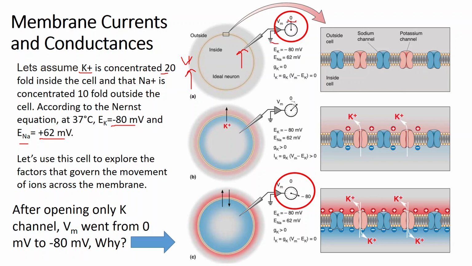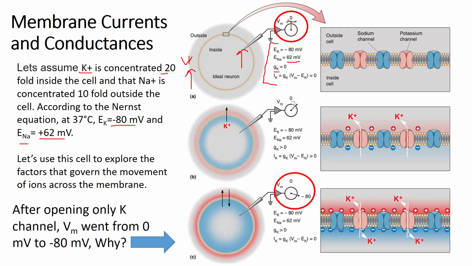Now, given these values, that the equilibrium potential for potassium is negative 80 millivolts and the equilibrium potential for sodium is 62 millivolts, this means that there is a huge driving force if we open the channels for either ion to move, isn't it? Because if we subtract the membrane potential from the equilibrium potential of the ion of interest, it will give us the number, the driving force. So there is a huge driving force for either ion to move across the membrane.